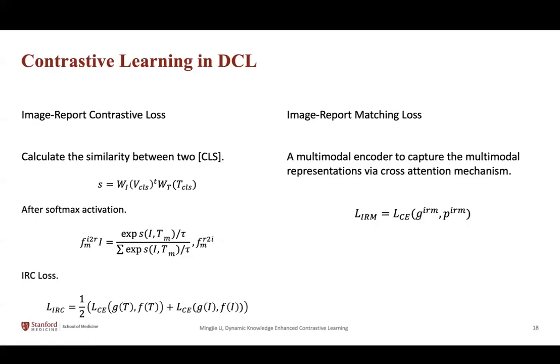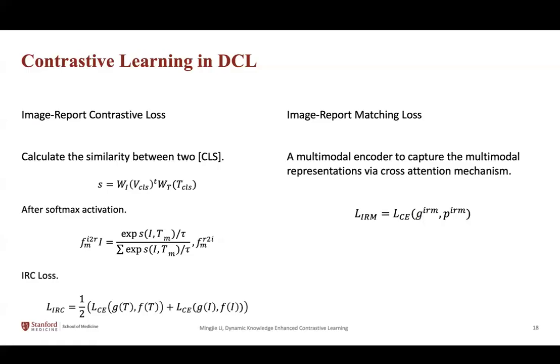Then we calculate the similarity between 2 CLS tokens, or CLS representations, by this equation, just by the dot product. And we also maintain 2 queues to store the most recent image and report representations from the momentum image and report encoders. After softmax activation, we can get the image report similarity and the report image similarity. And then the IRC loss can be written as this.